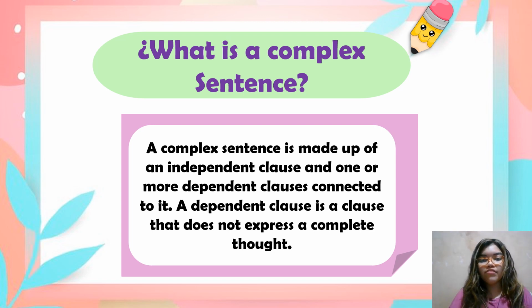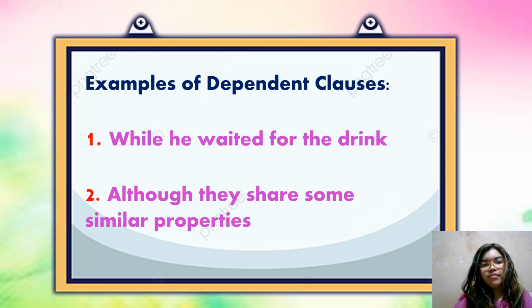A complex sentence is made of an independent clause and one or more dependent clauses connected to it. A dependent clause is a clause that does not express a complete thought. Examples of dependent clauses: the first example that I put is "while he waited for the drink." And the second example says "although they share some similar properties."